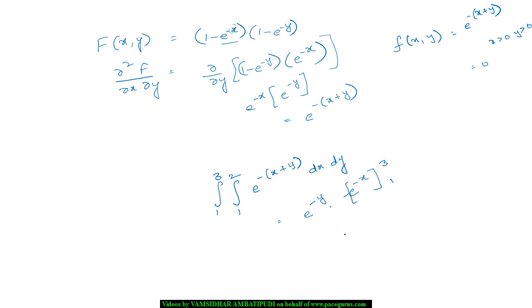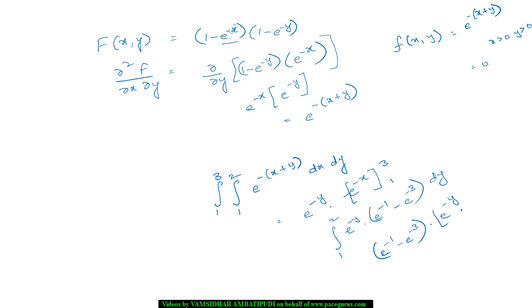So it comes out as integral between 1 and 2 e to the power of minus y times minus of e to the power of minus 3 minus e to the power of minus 1. So I'll take the minus out, saying e to the power of minus 1 minus e to the power of minus 3 dy. So I'll simply take this one out, right? e to the power of minus 1 minus e to the power of minus 3. I'll now integrate it with respect to y, making it e to the power of minus y divided by minus 1.